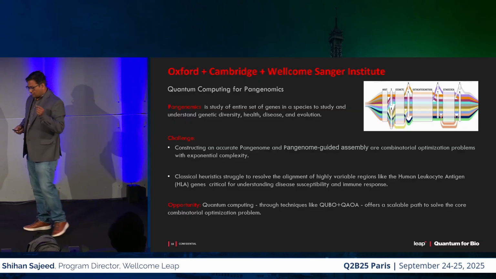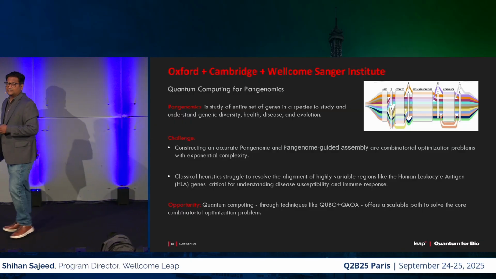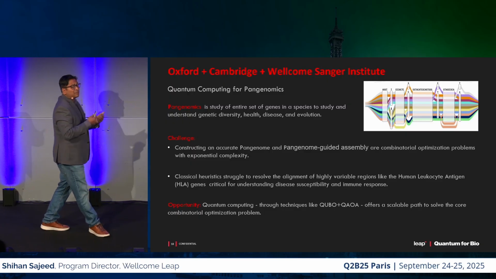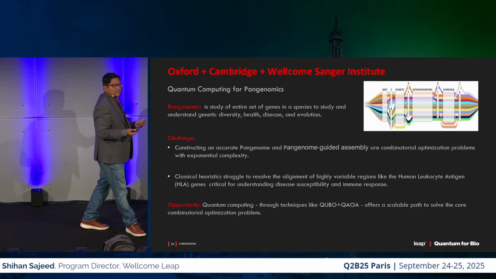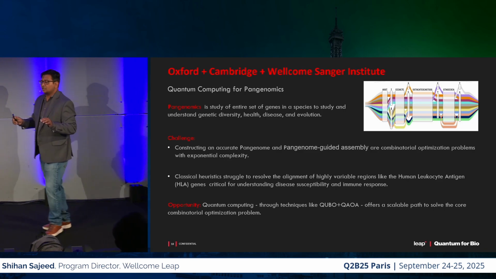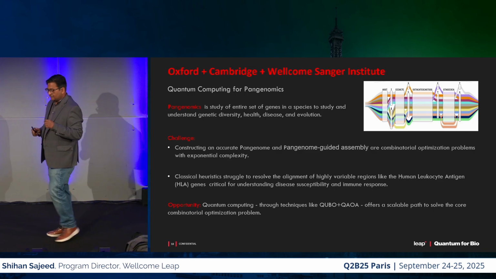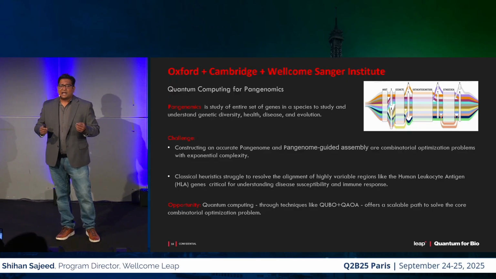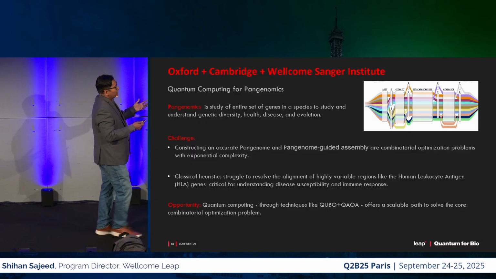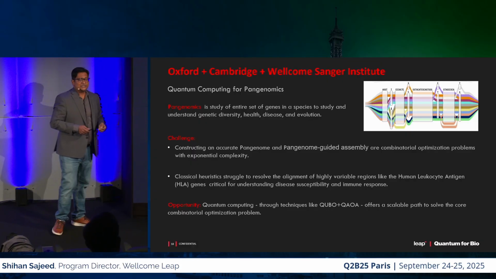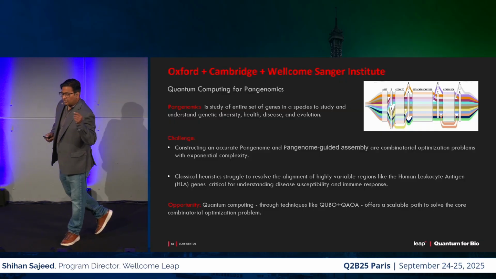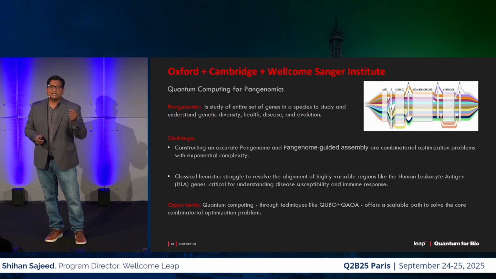This is the team composed of Oxford, Cambridge, and the Wellcome Sanger Institute. They are trying to find applications of quantum computing in pangenomics. What is pangenomics? Pangenomics is the study of the entire set of genetic information of a particular species. It is very important to understand how disease develops, how a particular species evolves, how diversity is affected, and those kinds of things.